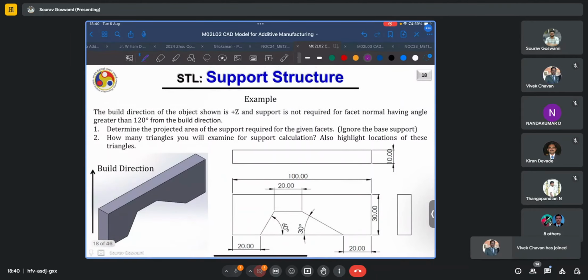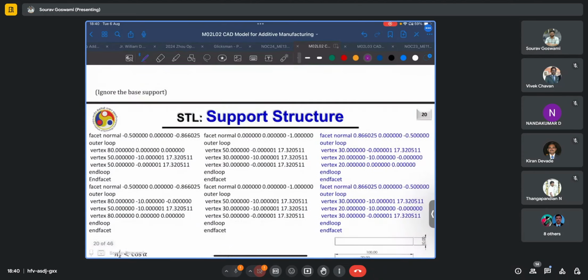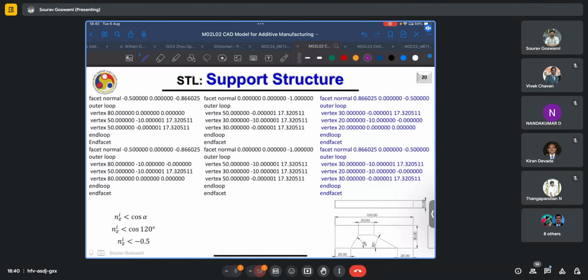This is an example for estimating where support structures might be needed or not. I'll skip this. It has been covered well in the class. Essentially, the idea is that you look at the STL file and, judging just by the Z components of the facet normal of each triangle, we should be in a position to comment whether the support structure will be needed or not.